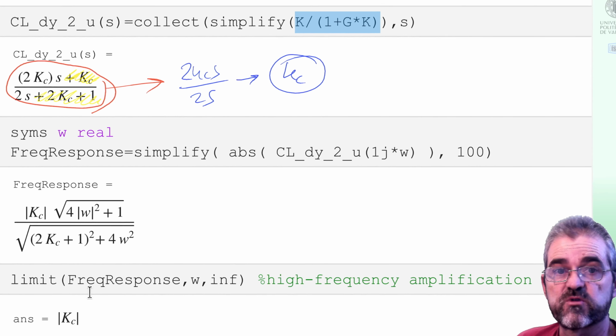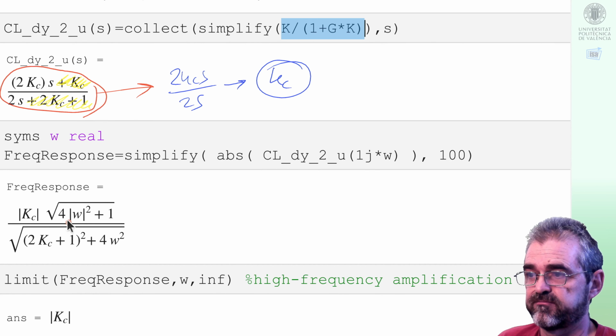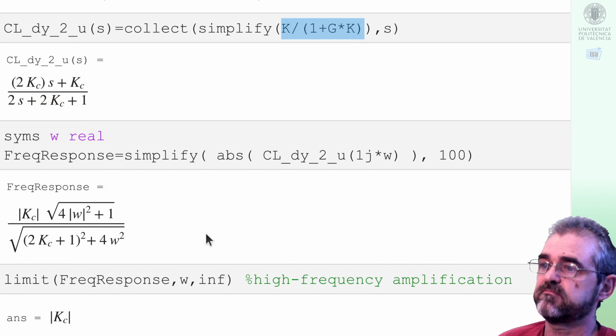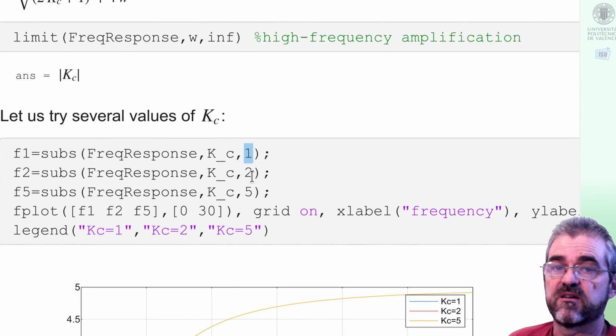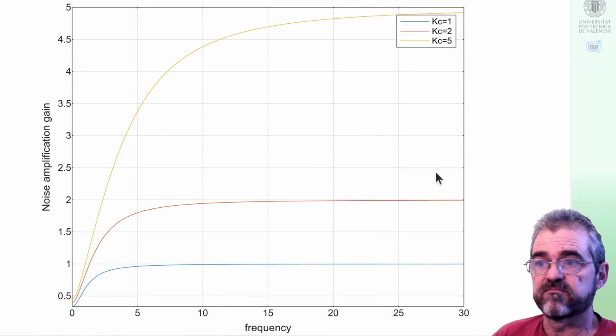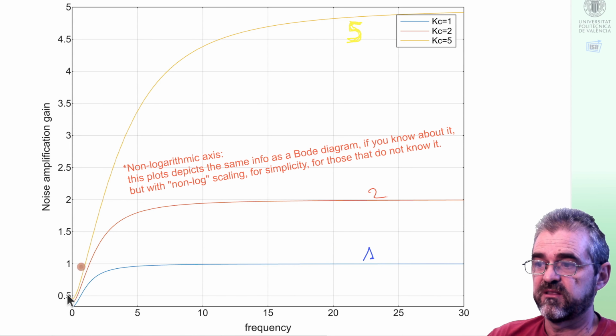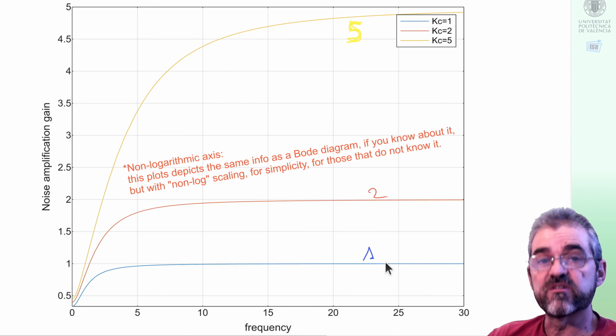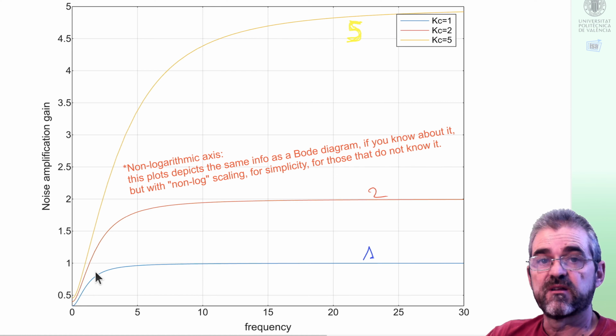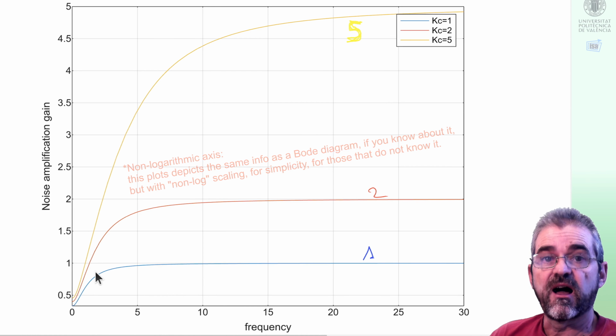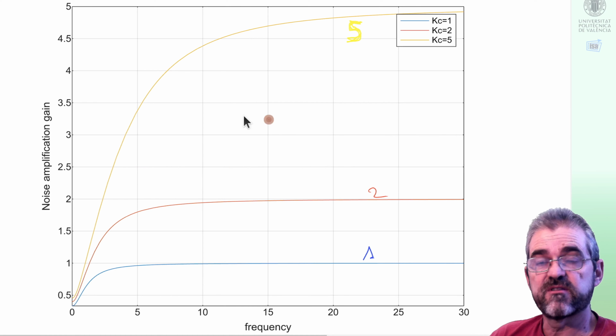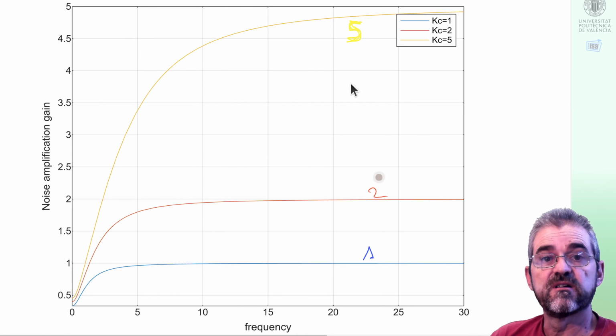And well, if we actually plot this frequency response for every frequency, for let's say k equal 1, 2, or 5, well, then we get this plot. We see that indeed high frequencies are overrepresented with respect to low frequencies, because high frequencies get amplified more than low frequencies, and so this is why we get a high frequency amplification on my manipulated variable, which is roughly proportional to the proportional gain of my controller.